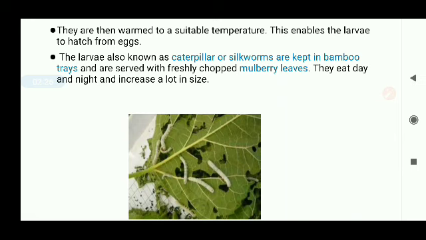And this larva, which is also known as caterpillar or silkworm, is then kept in bamboo trays, and they are served with freshly chopped mulberry leaves. This larva, or the silkworm, keeps on eating these leaves day and night, and thus they increase a lot in size. They grow up very quickly within 3 to 4 weeks.